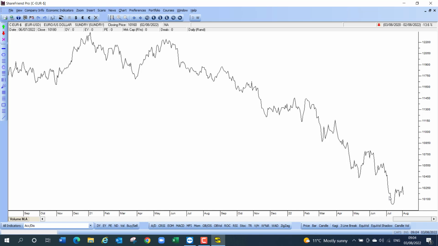Eskom's generation has been falling steadily, so the amount of power that Eskom delivers has been falling. It was down 0.5% in February, 1% in March this year, and 3.6% in April. In our view, Eskom is going out of business. It's happening slowly, but it's definitely happening.